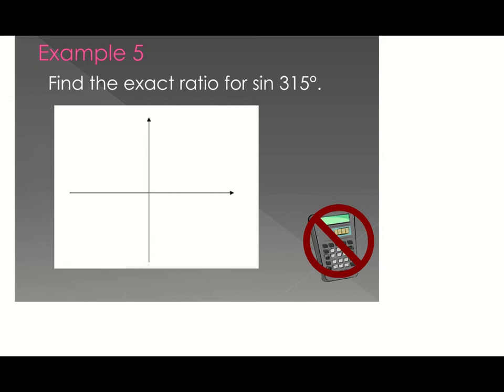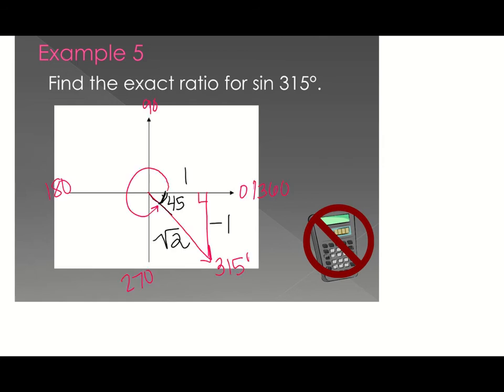All right, so I'm drawing the angle 315. So I start at 0, go past 90, past 180, past 270. So I'm between 270 and 360 in quadrant 4. So here's 315. So I drew in this angle.